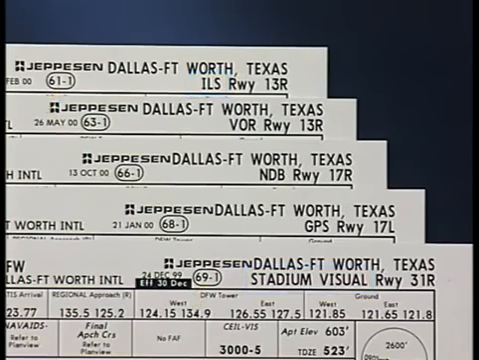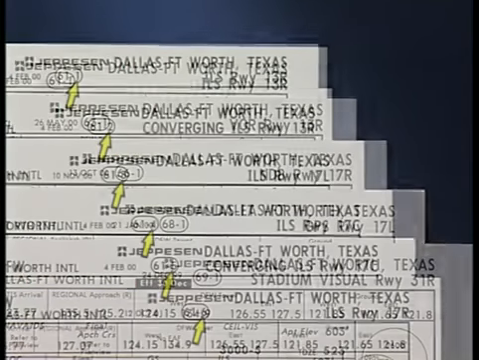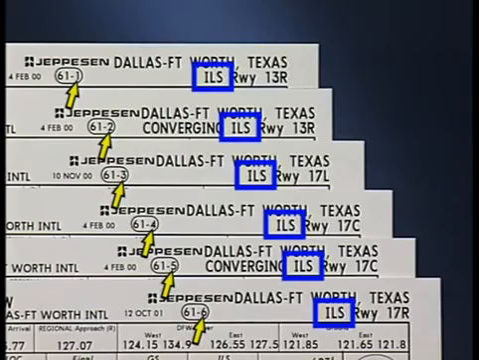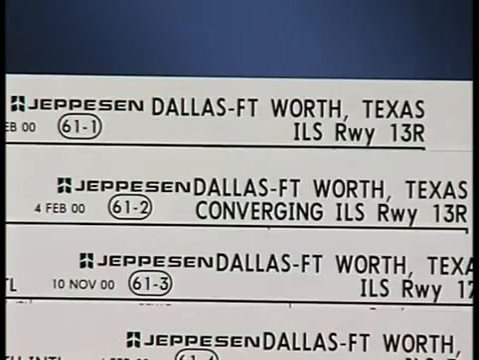The chart legend lists the assigned numbers for each type of chart. The third digit represents the filing order of charts that are of the same navigational type. The number 1 shown here indicates this is the first ILS approach chart for DFW. The next ILS approach chart for the same airport would be listed as number 2.